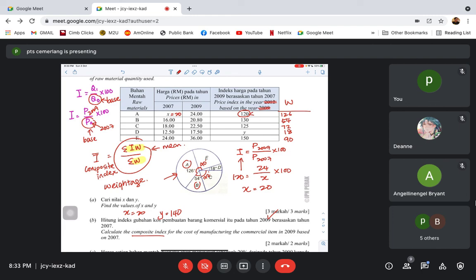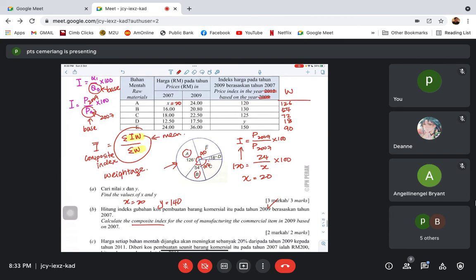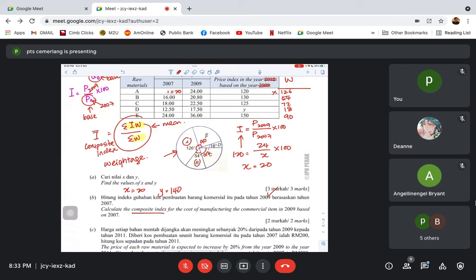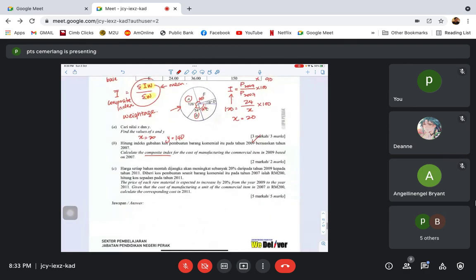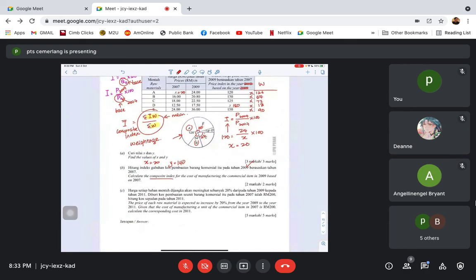And what happen next is, simple lah. Cuma buat macam mean saja. Darab, tambah, darab, tambah. Okay, so you have to take your index multiply with the weightage. This one is 140 now. So the formula would become, okay, let me just make sure that you see it clearly. 120, this is to answer question B. 120 times 126. Lepas tu plus 130 times 54. Lepas tu plus 125 times 72. And then plus 140 times 18. And then last kali plus 150 times 90.